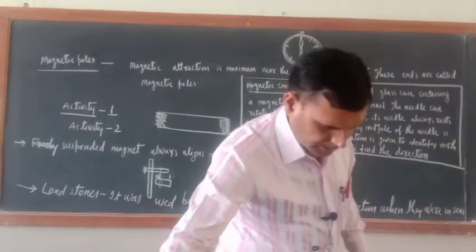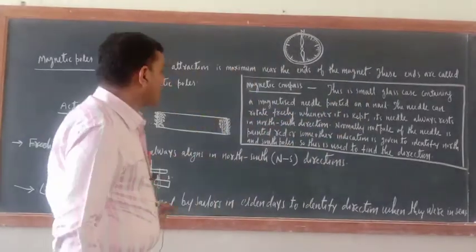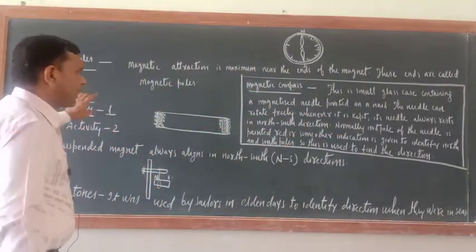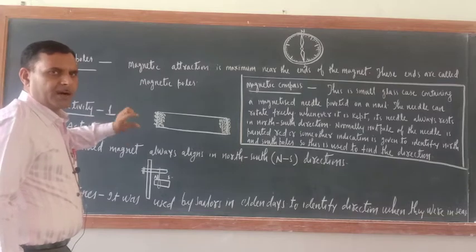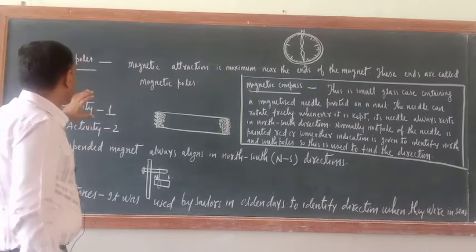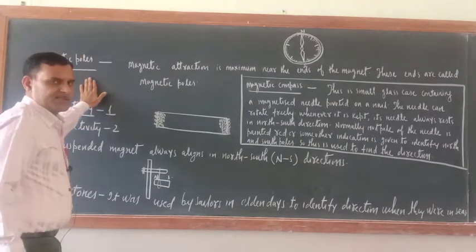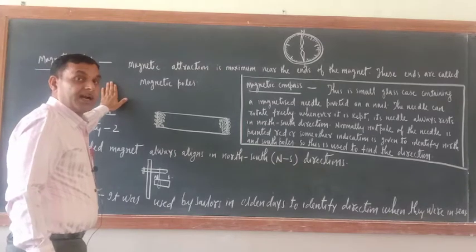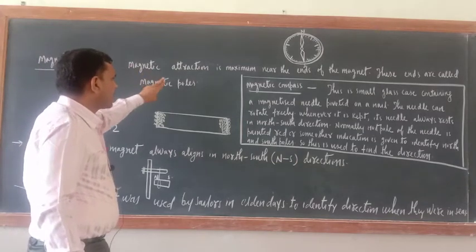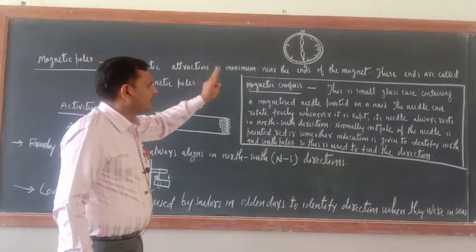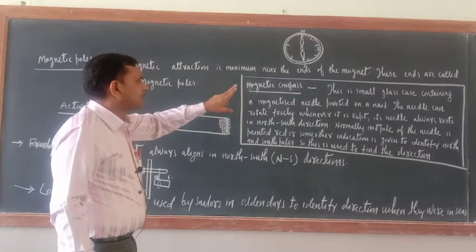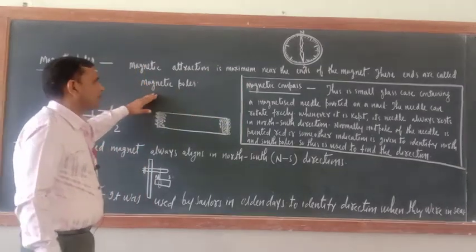So basically a magnet has got two parts. One part is at the end and the other part is at the middle. So magnetic poles especially lie at the ends of a magnet. Magnetic attraction is maximum near the ends of the magnet. These ends are called magnetic poles.